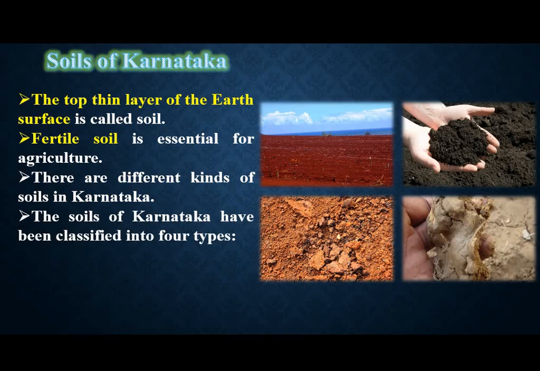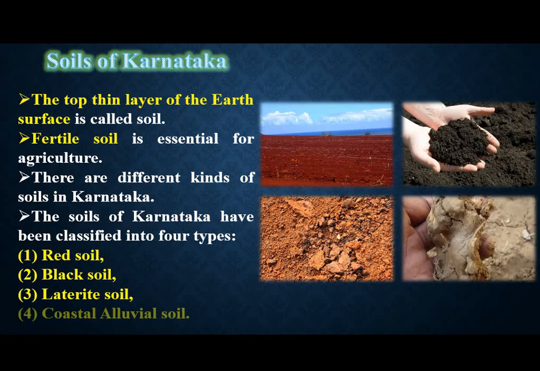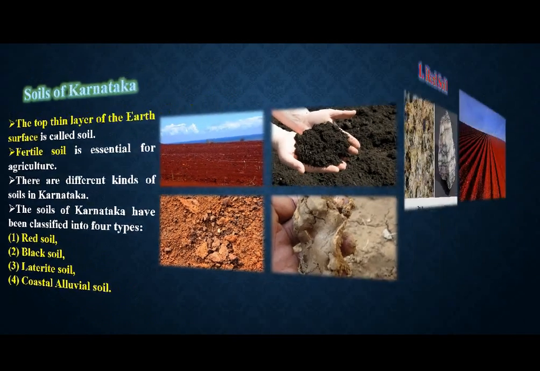Based on the features, the relief, the sea level, everything, the soils of Karnataka have been divided into 4 types. One is red soil, the second is black soil, the third is laterite soil, and the fourth is coastal alluvial soil. These are the 4 types of soils which we can study in our Karnataka. So let's see them one by one in detail.